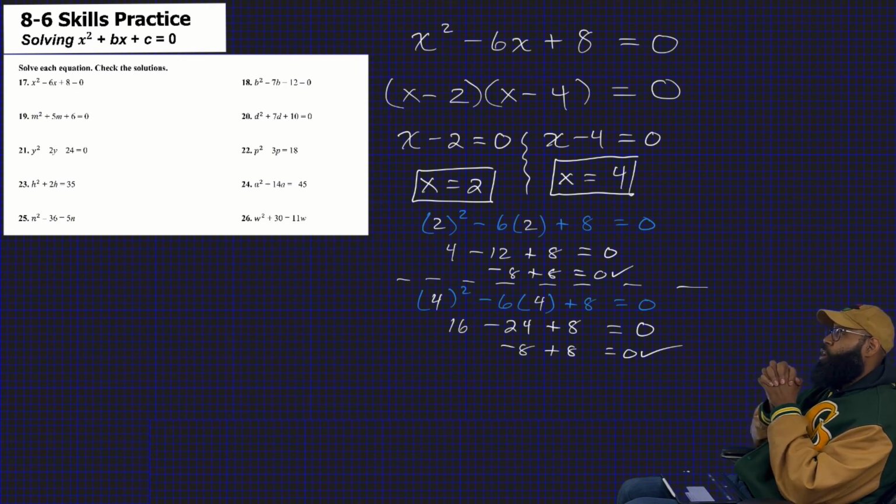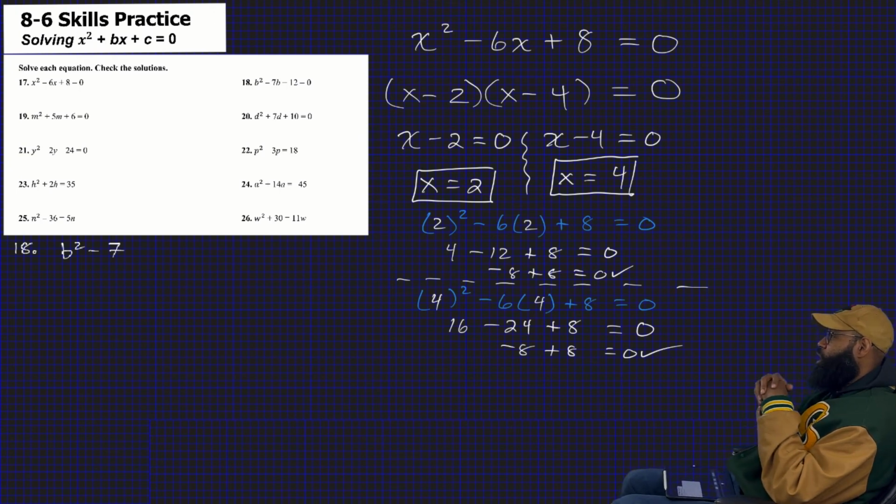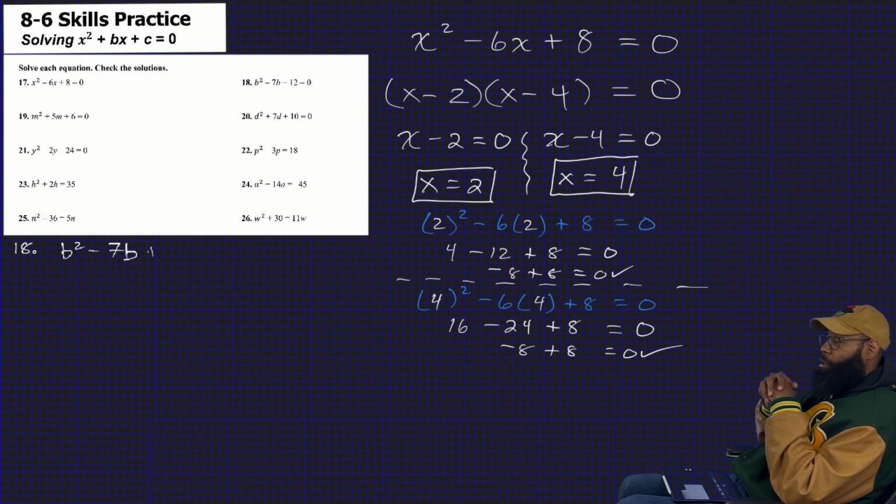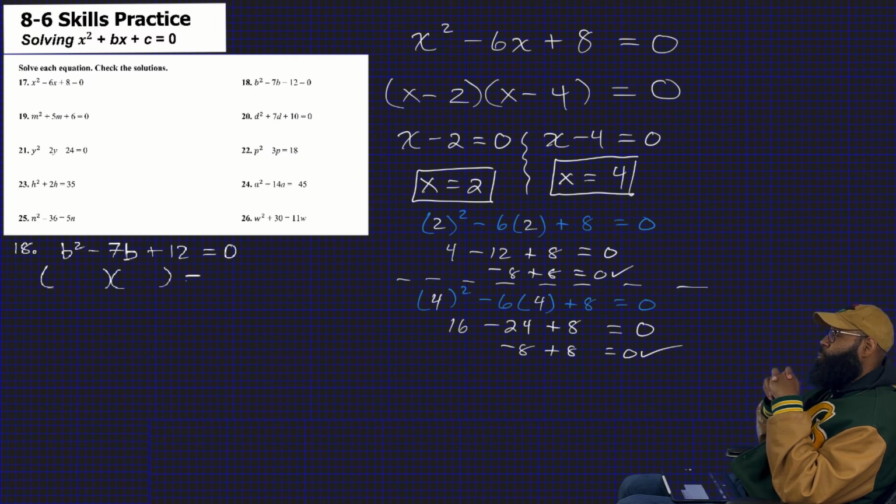So we're not going to do a check for all of them, but definitely recognizing what we need to do for our checks. So for 18, again, simple trinomial. Invisible 1. b squared minus 7b plus 12. I got a negative, positive. So therefore, my two binomials must be negative, negative. Multiply to give me 12, but add up to a negative 7.